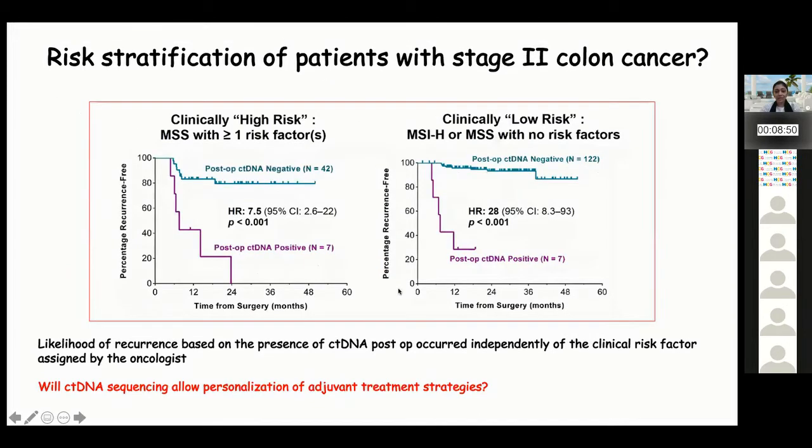A question that we tend to ask ourselves multiple times, especially in stage 2 patients, where we have these clinical risk factors that we try to use to determine who needs chemotherapy versus not, including determining the MSI status, as well as other risk factors. And you can see that even in those patients that we think have clinically high risk, if they have ctDNA that's positive post-op, they will do badly. And those patients with clinical low risk, if they are ctDNA positive, again, they will do badly, suggesting that these clinical risk factors are not enough.